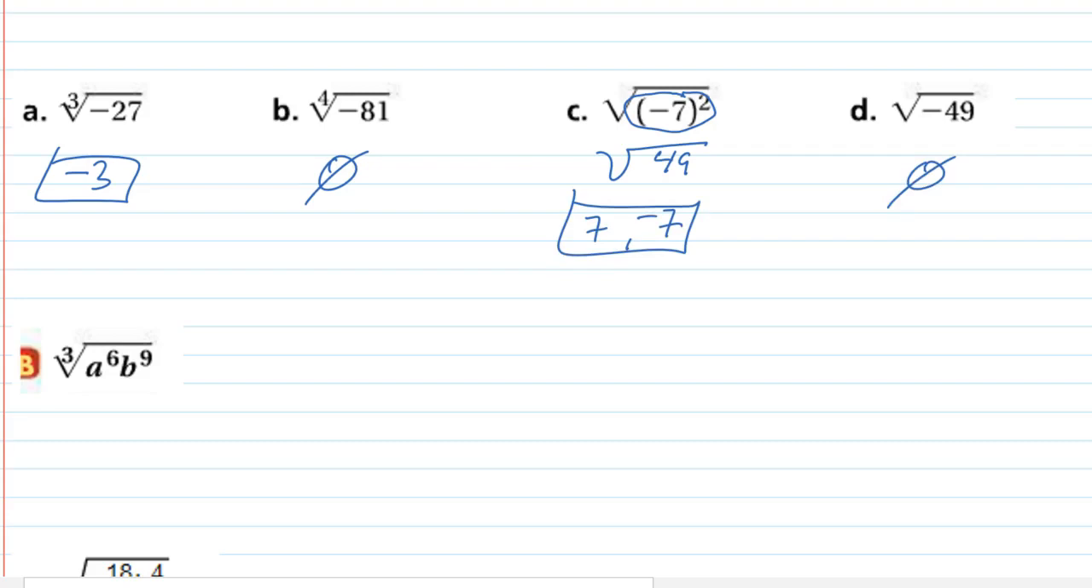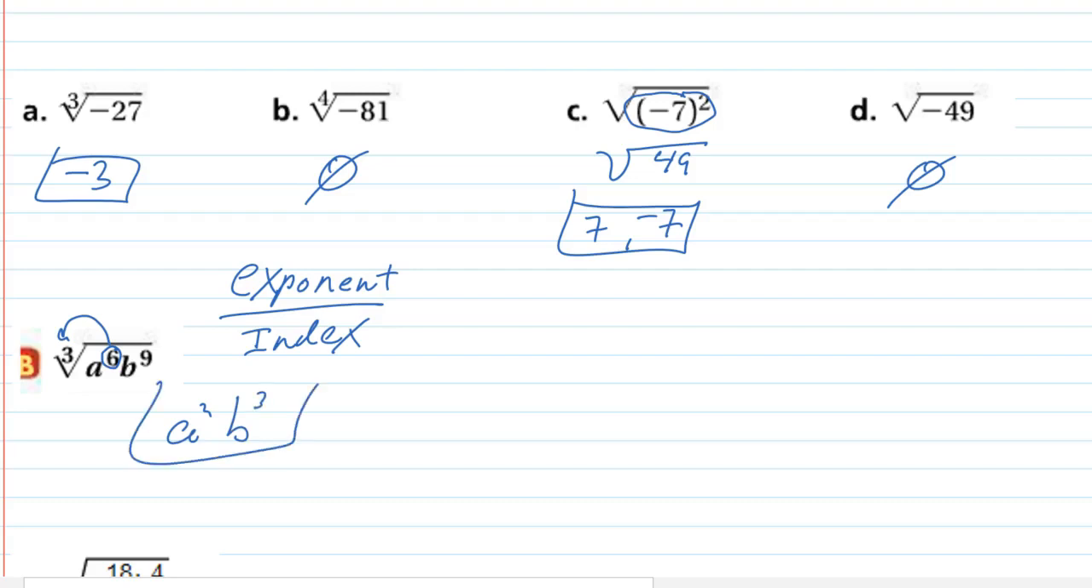Now moving on to letters. I have the cube root of a to the 6th times b to the 9th. Now there's 2 ways of doing this. The fast, easy way is knowing that I can divide your exponent by the index. And the fast, easy answer on this is going to be a squared, because 6 divided by 3 is 2. B cubed, because 9 divided by 3 is 3. That's the fast, easy answer.